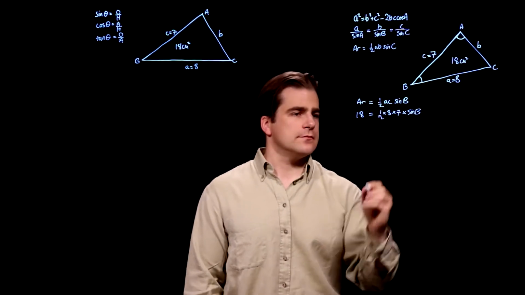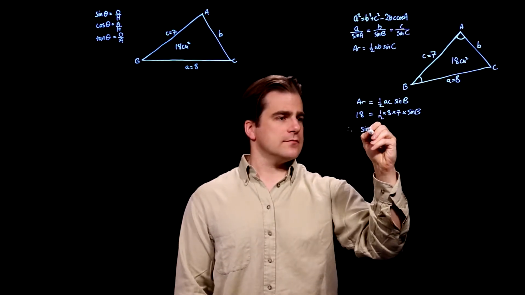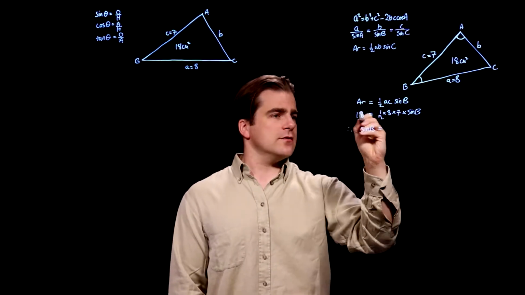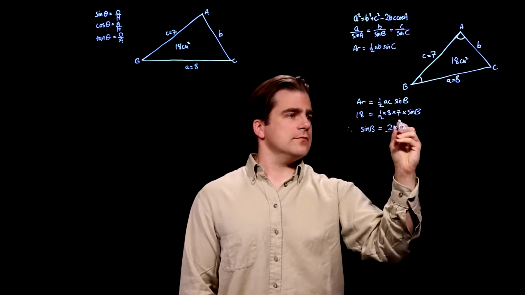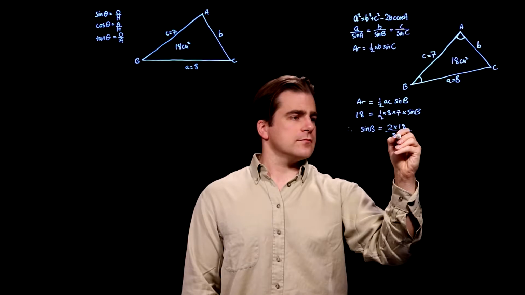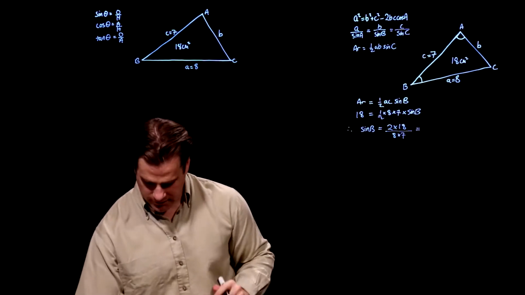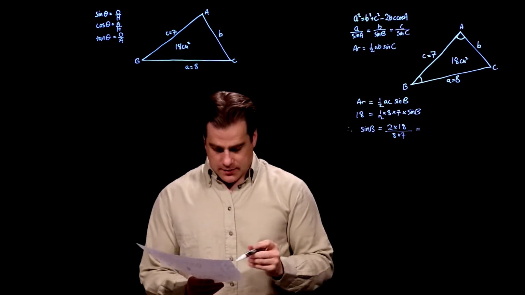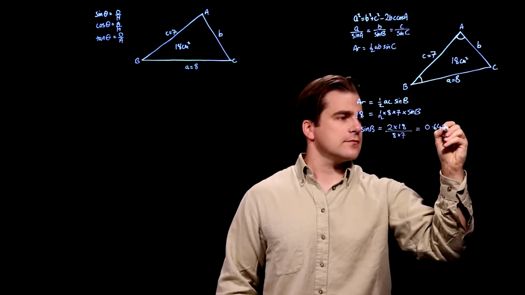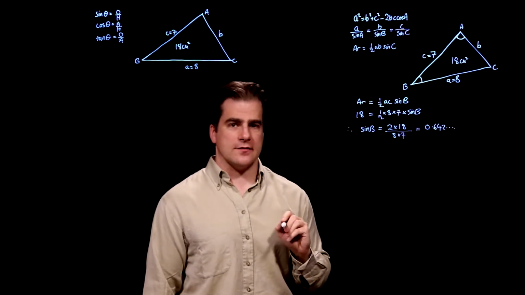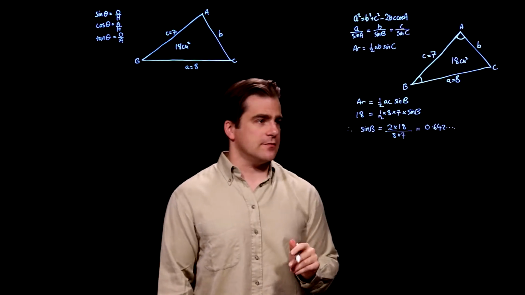Okay? Therefore, sine B, just using algebra to rearrange this, sine B is 2 times 18 over 8 times 7, which is 36 over 56, 0.642 something something something. Put that in your calculator's memory. Throughout the whole of this, we're always going to use the exact value from your calculator's memory.